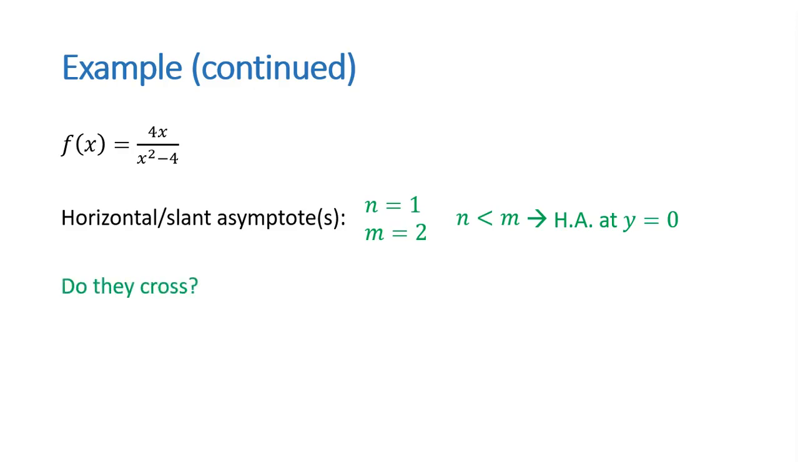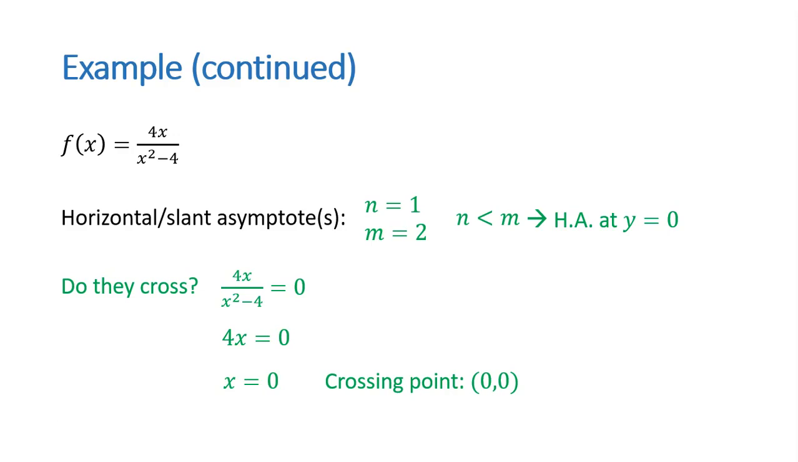Now we need to figure out, does our graph cross it? So we set our function equal to 0 and solve. We can move our denominator over or just recognize solving this means that 4x has to be 0. It means our numerator has to be 0. Well, this is true if x equals 0, which means the graph and the horizontal asymptote cross at the point (0, 0).